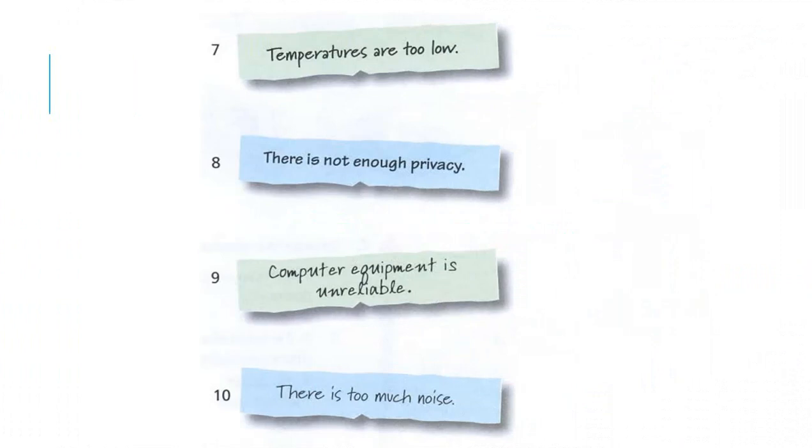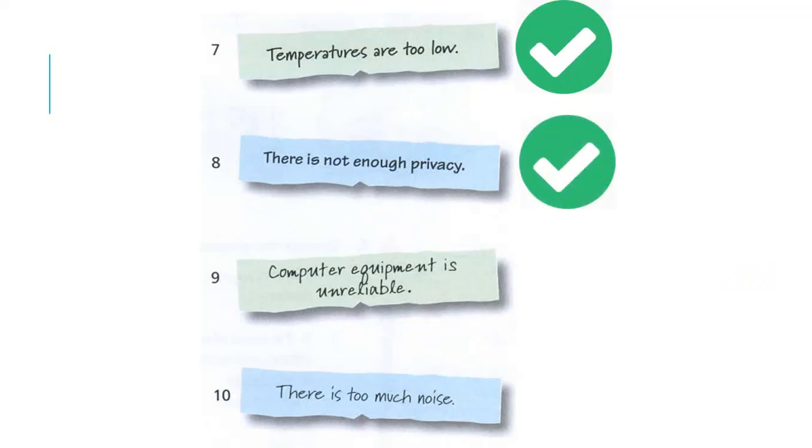Complaint number seven, it says temperatures are too low. When temperatures are too low, they're really cold. People freeze in that place probably. Number eight, it says there is not enough privacy. So probably people have to share spaces a lot when it says there's not enough privacy.